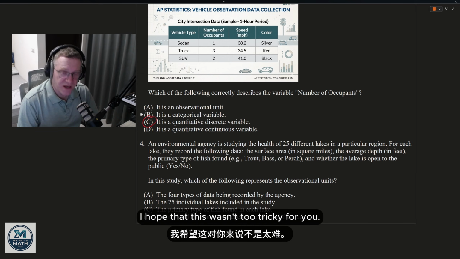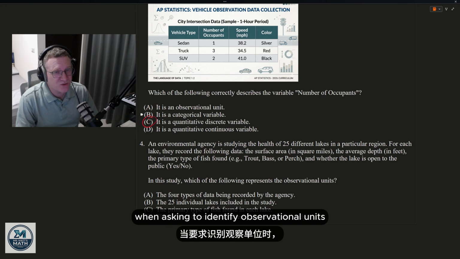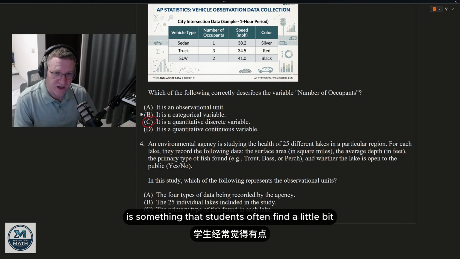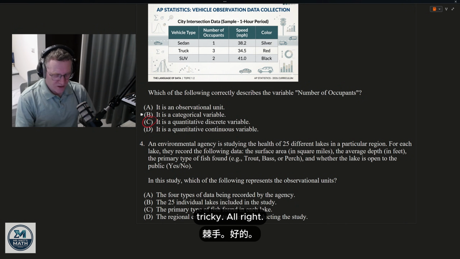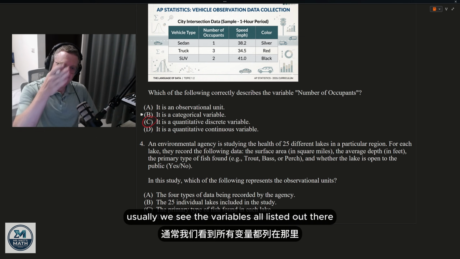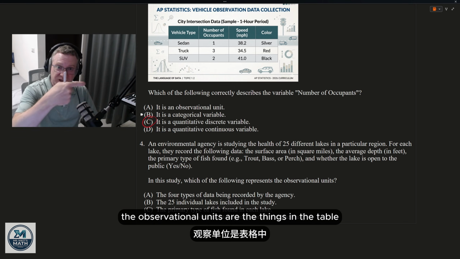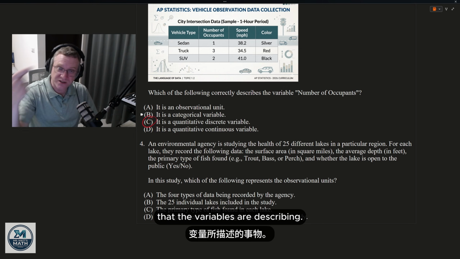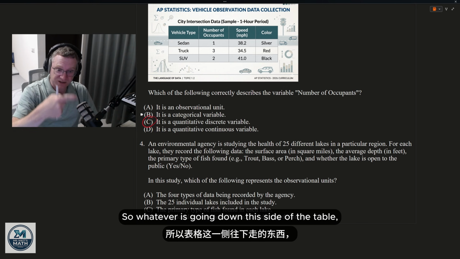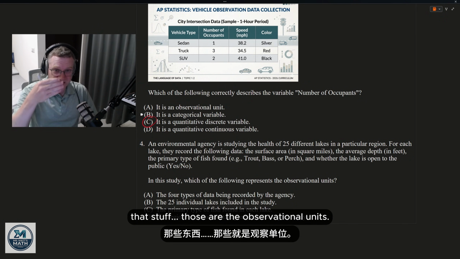Okay, well, I hope that this wasn't too tricky for you. Asking to identify observational units is something that students often find a little bit tricky. All right. Because usually we see the variables all listed out there like this, and we're like, oh, these are the variables. But remember, the observational units are the things in the table that the variables are describing. So whatever is going down this side of the table, those are the observational units.